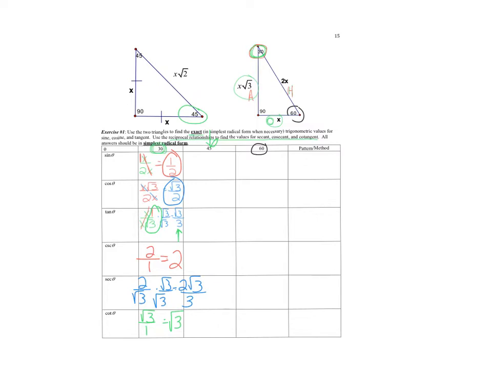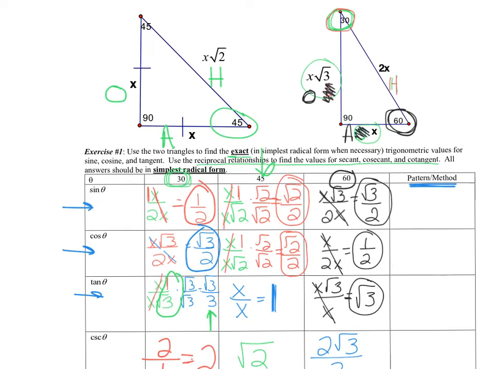I want you to look for patterns in the values, specifically sine, cosine, and tangent. So we're going to start out with the values of sine and cosine. I know the table is a little messy, but I really wanted to show my work for you.